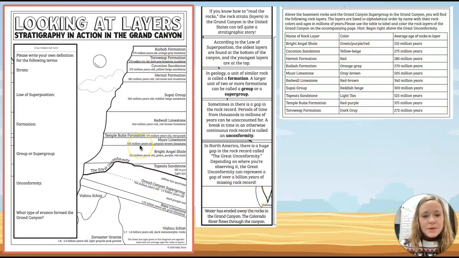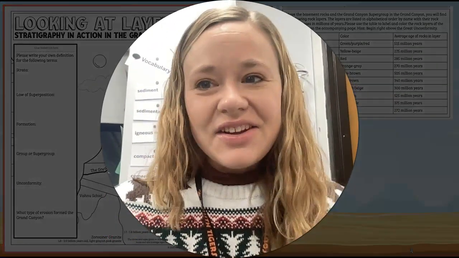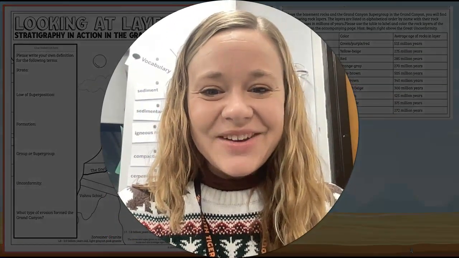I want you to pay particular attention to how old some of these rocks are, and notice that as we start at the top, we have younger rocks, and then we get some older rocks. I hope that you enjoy this activity, you learn a little bit more about rocks, and you have some fun.